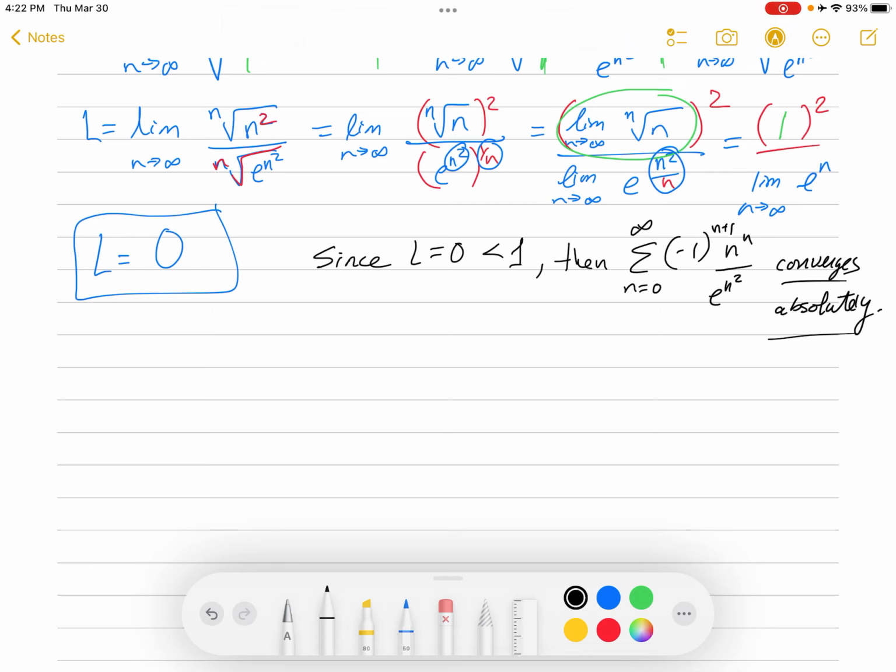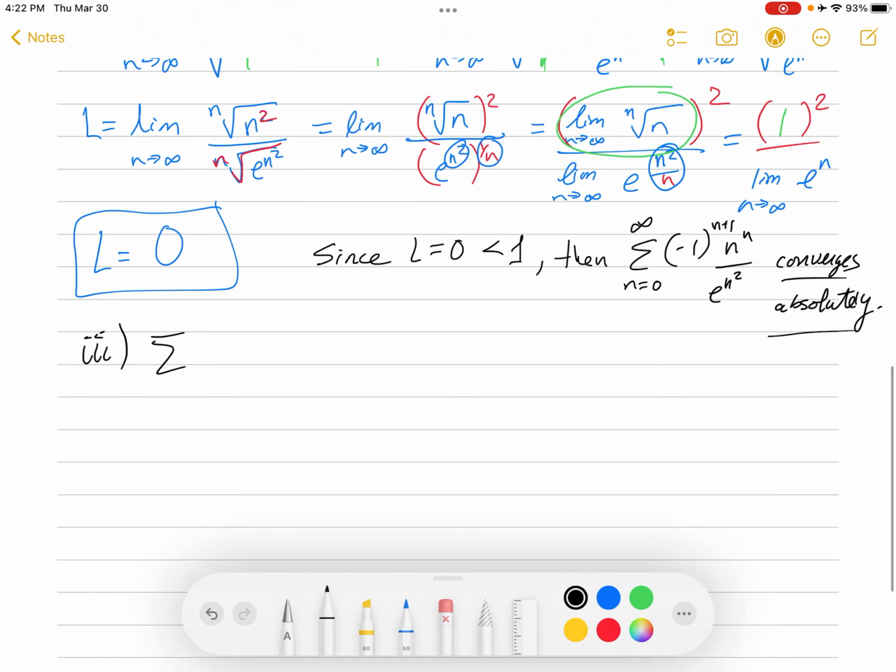Okay. What if we have something like this? Sum from 1 to infinity. How about n^n over n factorial? Very interesting.